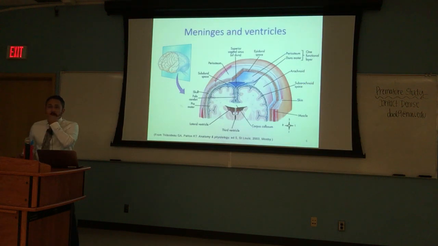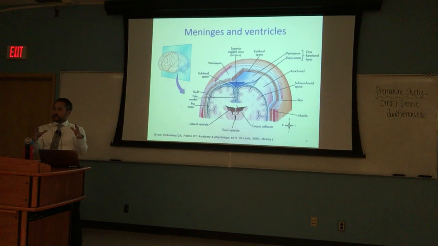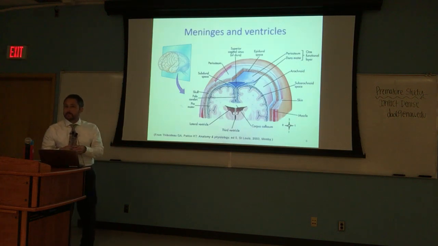Okay. All right, let's not forget our meninges and our ventricles. Right, again, review. We have 3 meningeal layers that cover the brain tissue. Right, you probably did a dissection of a sheep brain in 201 lab.